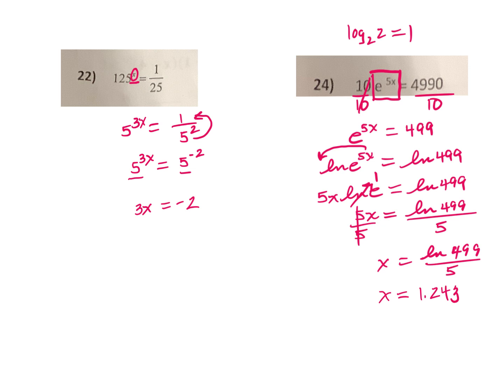But again, that 125, because I rewrote it as 5 to the third, and there was already an x as an exponent, I had to use 3x there. Now the 25, I just wrote it as 5 squared. There was no x there. So now I'm going to divide by 3 on both sides, and I'm going to get x equals -2/3. So that's how I would do the last few problems.